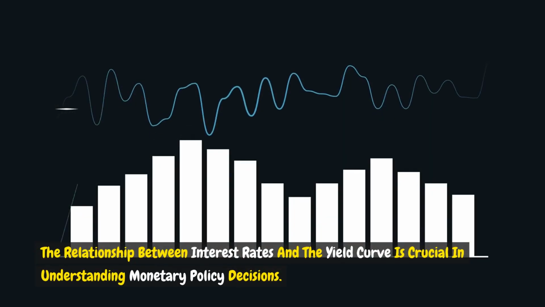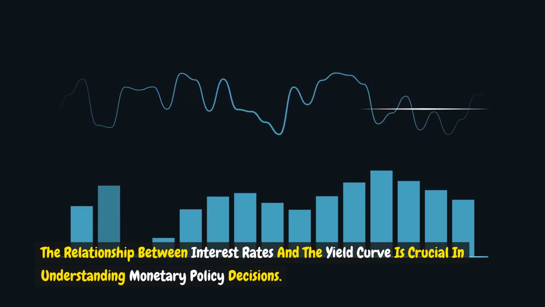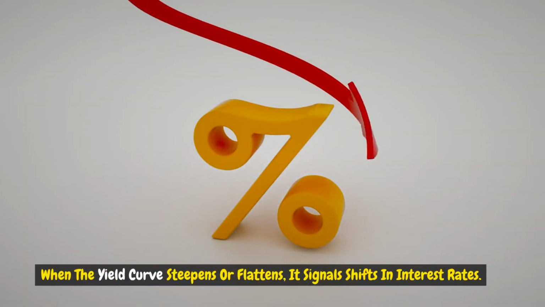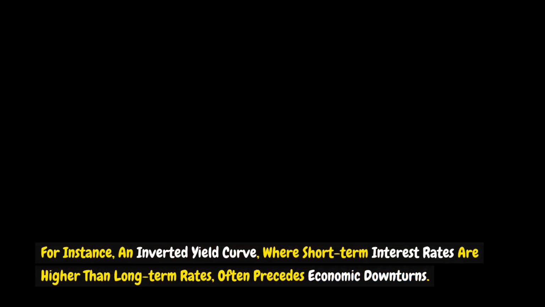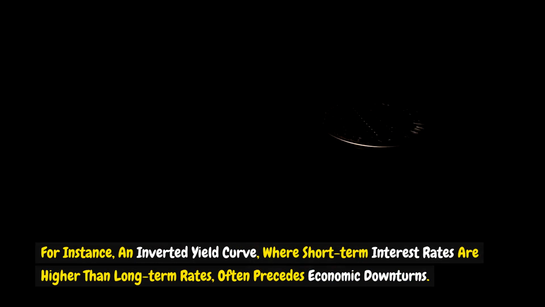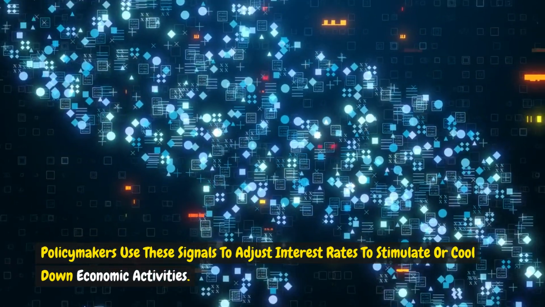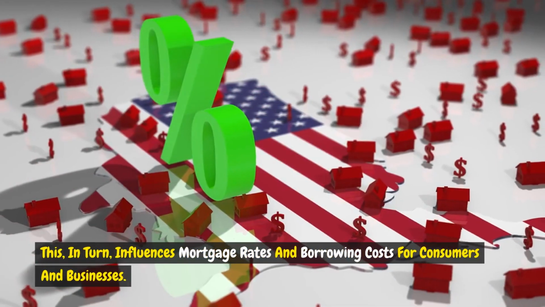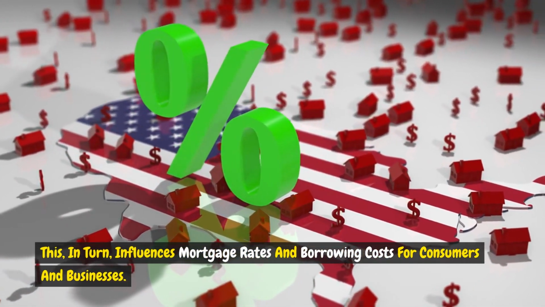The relationship between interest rates and the yield curve is crucial in understanding monetary policy decisions. When the yield curve steepens or flattens, it signals shifts in interest rates. For instance, an inverted yield curve, where short-term interest rates are higher than long-term rates, often precedes economic downturns. Policymakers use these signals to adjust interest rates to stimulate or cool down economic activities. This, in turn, influences mortgage rates and borrowing costs for consumers and businesses.